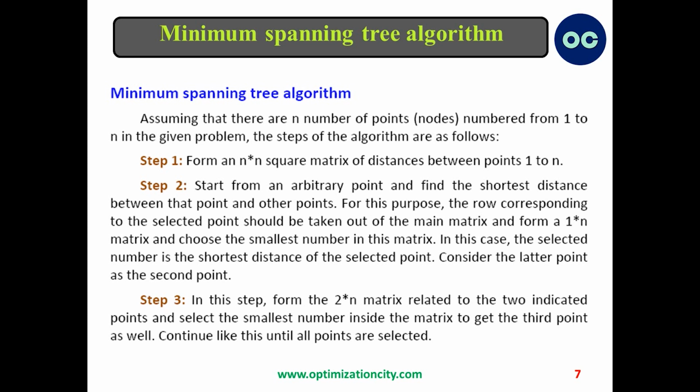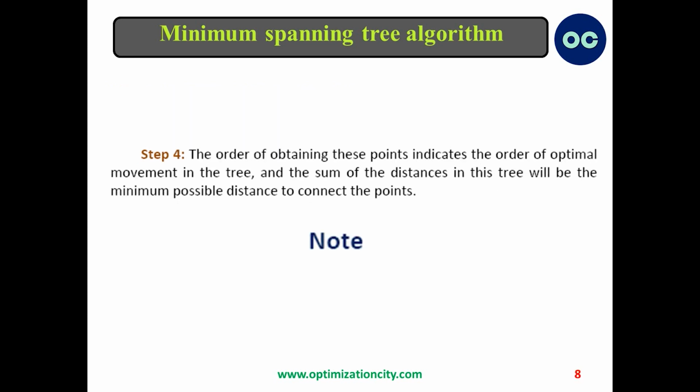We repeat the process in step 2, but now consider the 2 points selected so far, which are node 1 and 2. Create a 2 times n matrix based on these 2 points and select the smallest number in the matrix as the third point. Continue this process until all points are selected. In step 4, which is the last one, the order in which the points are obtained represents the optimal sequence of connecting them in the tree. The sum of the distances in this tree will be the minimum possible distance to connect all points.